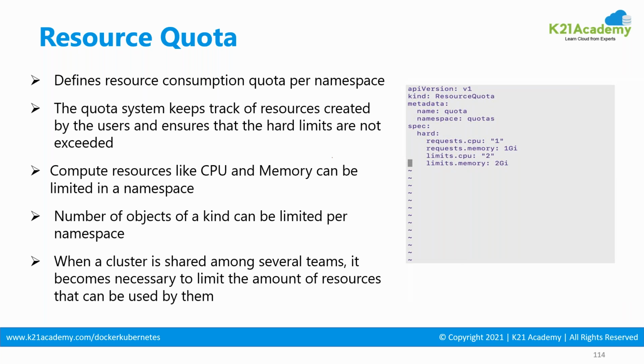And how to apply the quota? You can see the YAML definition here. This is my kind, called ResourceQuota, and this is the name, quota. The namespace is quota, and inside that we have defined the hard limits for the quota namespace. Here you can see requests.cpu is 1, so this is my soft limit. And what is my hard limit? It is 2 cores. What is my soft limit for the memory? 1 GB, and the hard limit is 2 GB.